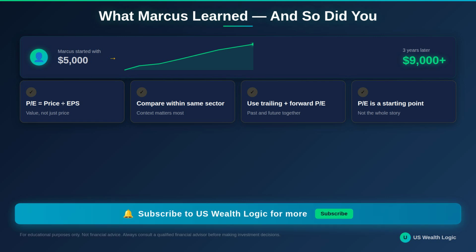The PE ratio won't make you rich overnight, and it's not a guarantee of anything, but it gives you a lens to see past the sticker price and ask what a stock is actually worth. That's the foundation of intelligent investing.